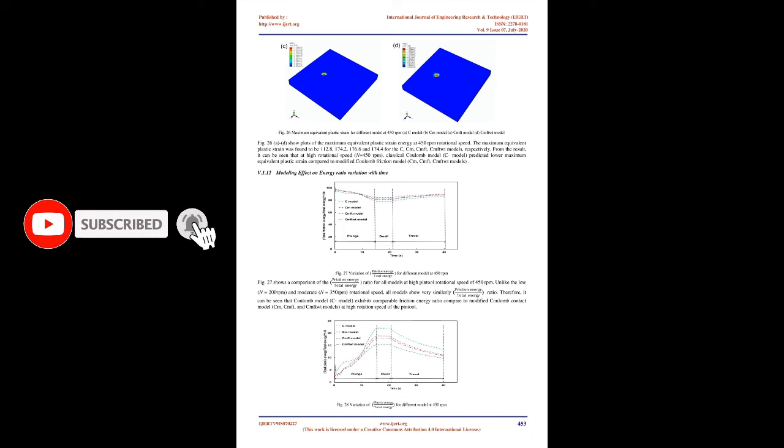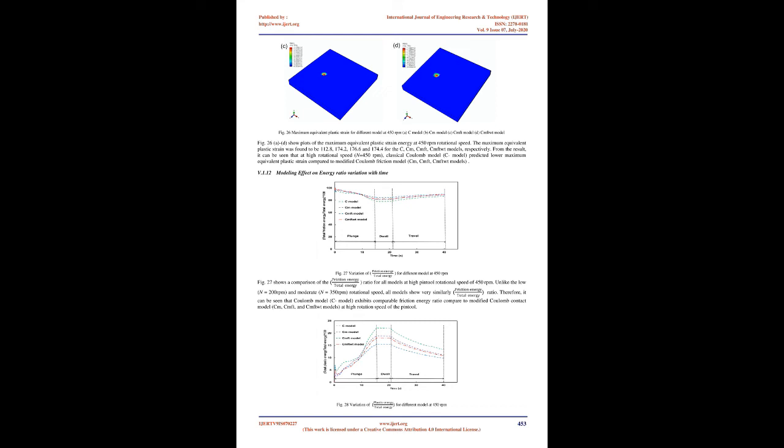V.1.10 Modeling effect on plastic dissipation energy. The effect on plastic energy is compared for 450 rpm for plunge, dwell, and travel stages in Fig 25. Comparison of the results from all models shows that the classical Coulomb model, C model, produces higher plastic dissipation energy in plunge, dwell, and travel stages compared to the modified Coulomb models, CM, CMFT, and CMFT-WT, as a result of the difference in the limiting stress value that governs the stick/slide condition as discussed earlier.